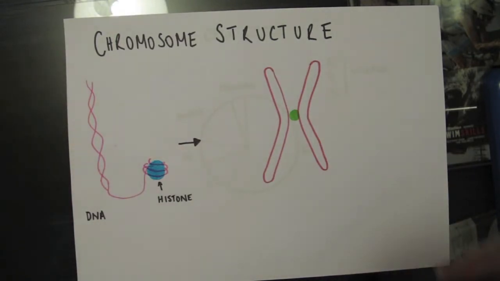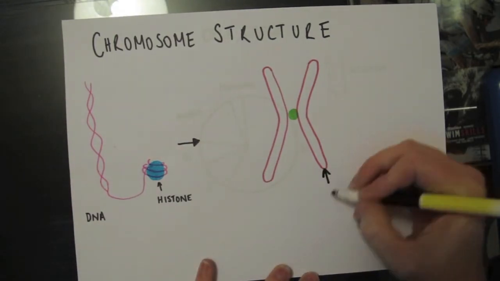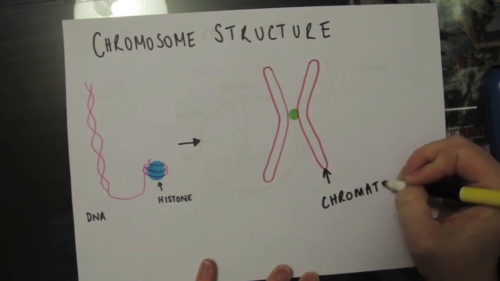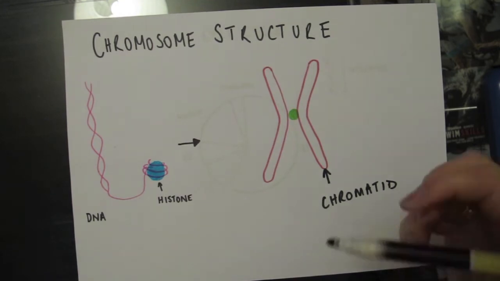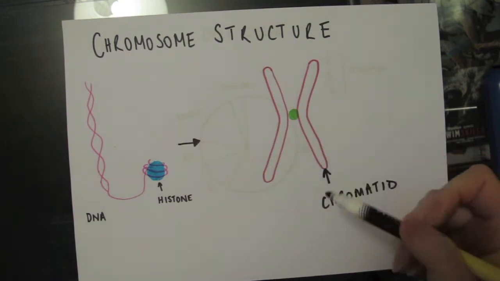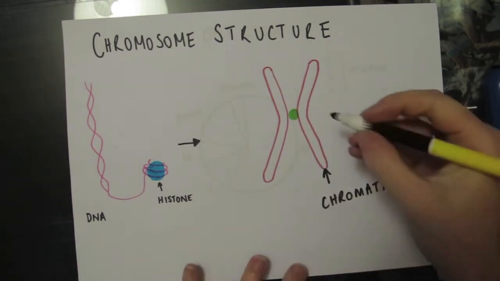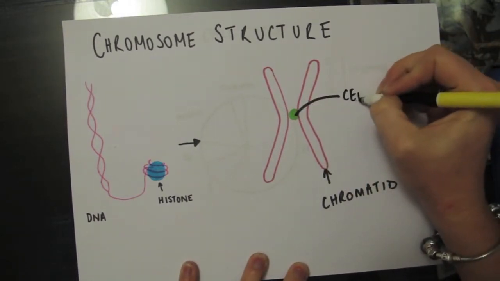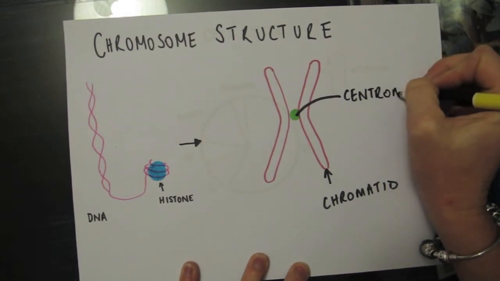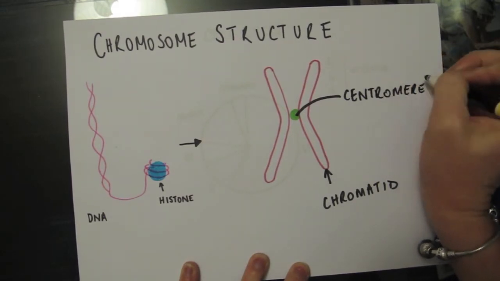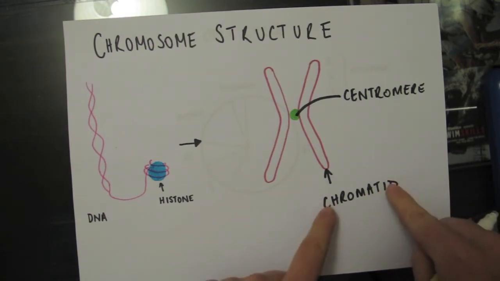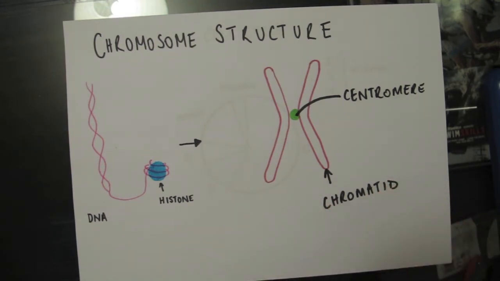Now, the chromosome is made up of two chromatids. The chromatids are completely identical. So that means that one can act as a template for another, which will become important later on. And those are held together by the centromere. So the chromosome is made up from sister chromatids, that's what they're called, and the chromatids are completely genetically identical.